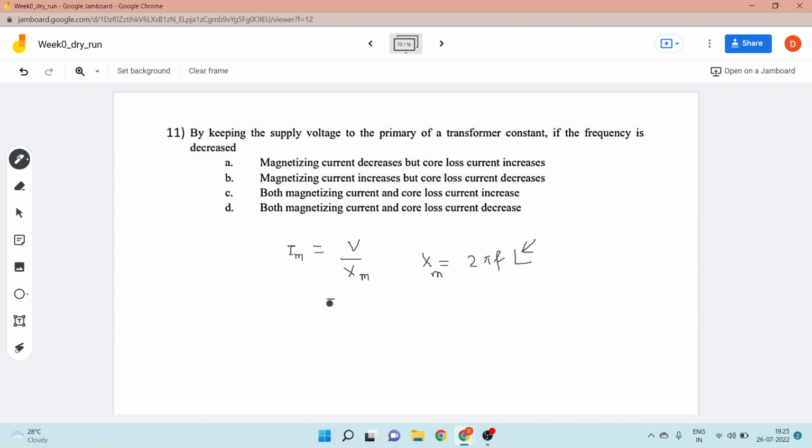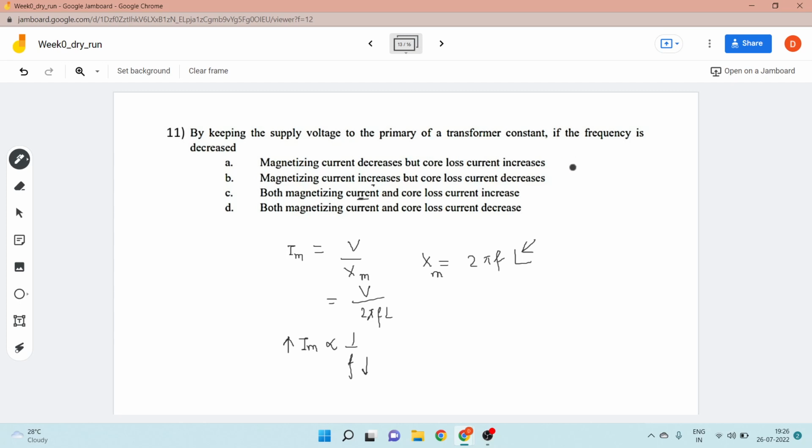So Xm is directly proportional to frequency, and hence the magnetizing current is inversely proportional to the frequency. It is given that frequency decreases. If frequency decreases, magnetizing current should increase. So magnetizing current should increase, right? It could be either this or this.